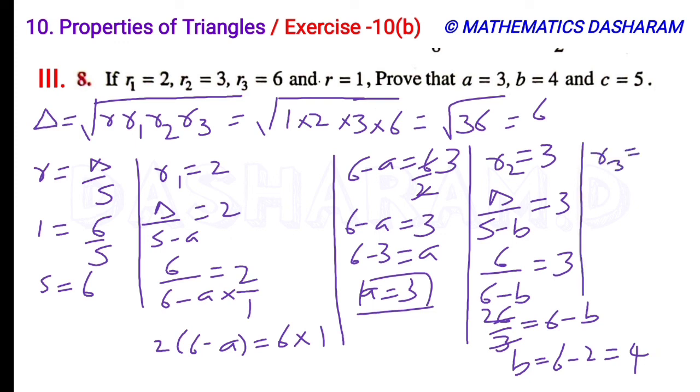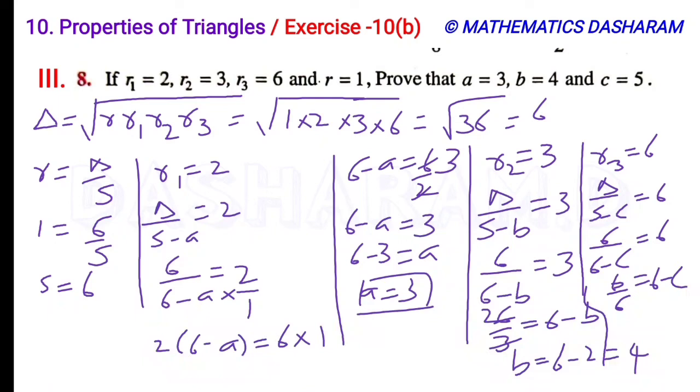Next, r3 is given as 6, and the r3 formula is delta divided by s minus c, which equals 6. So delta equals 6, and 6 divided by (6 minus c) equals 6. So 6 by 6 equals 6 minus c, the 6s cancel, and 1 equals 6 minus c. Then c equals 6 minus 1, so 5 is the answer. So the c value is 5.